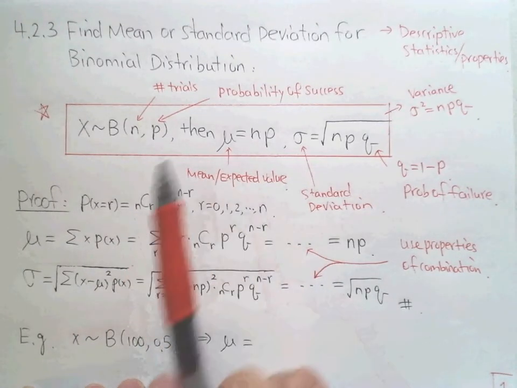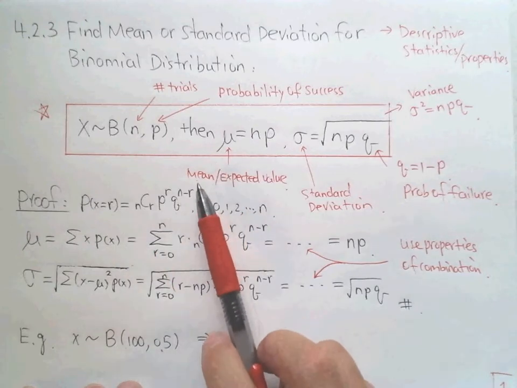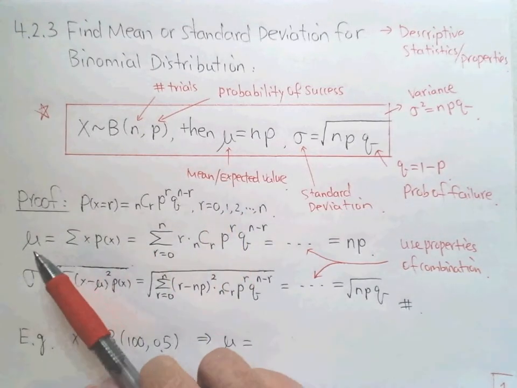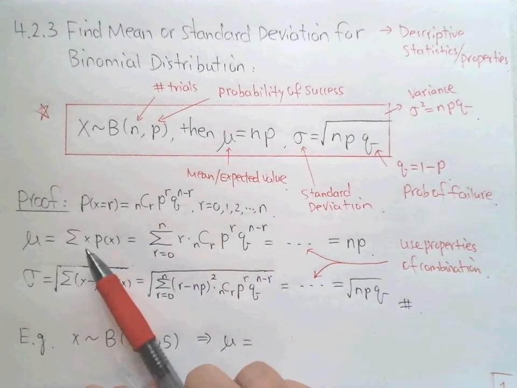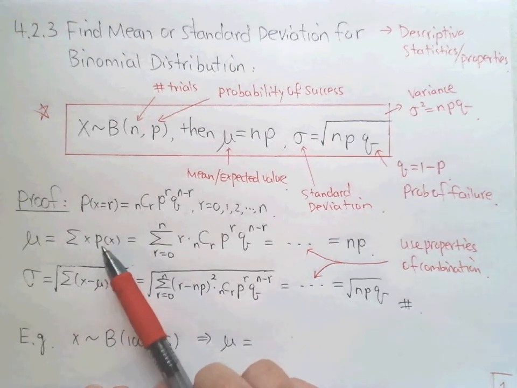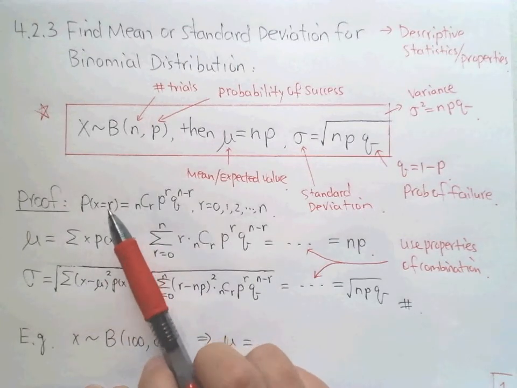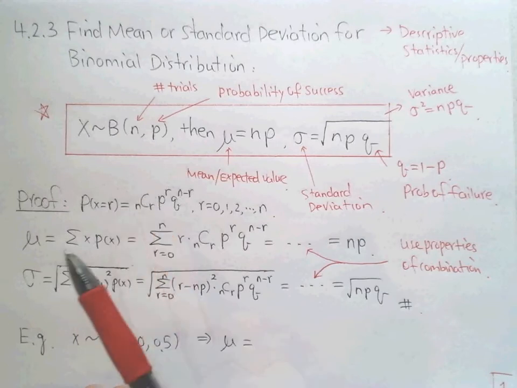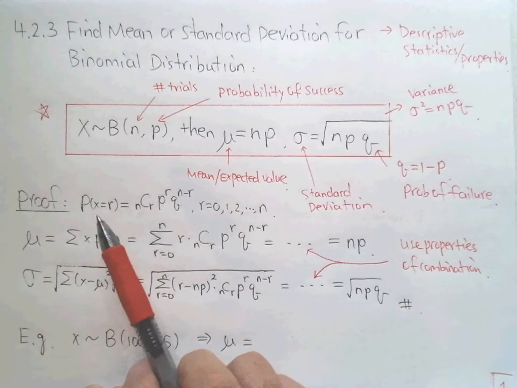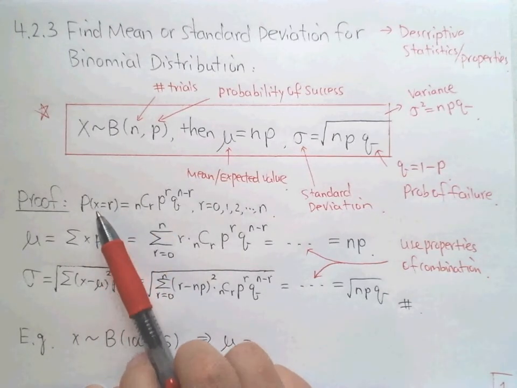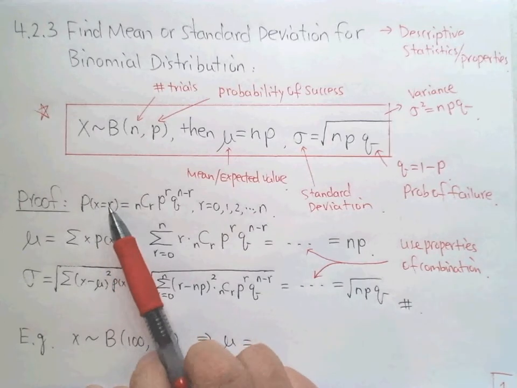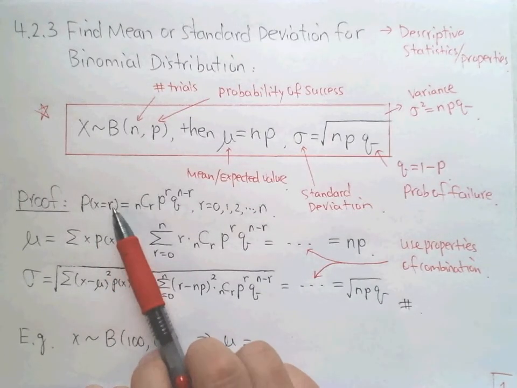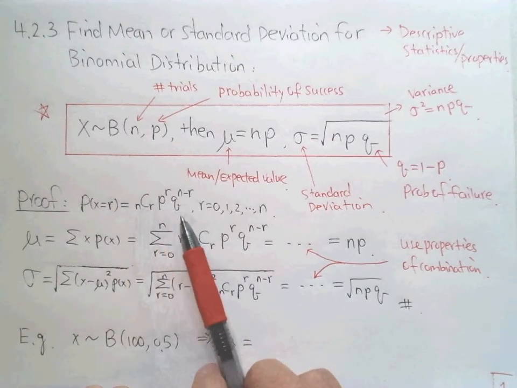Remember the definition of the mean? The definition of the mean is based on the probability distribution, p(x). However, we already have p(x) for the binomial distribution. Do you remember the last topic we had? When the number of successes equals r, I mean r successes among n, what is the probability? The probability is this.